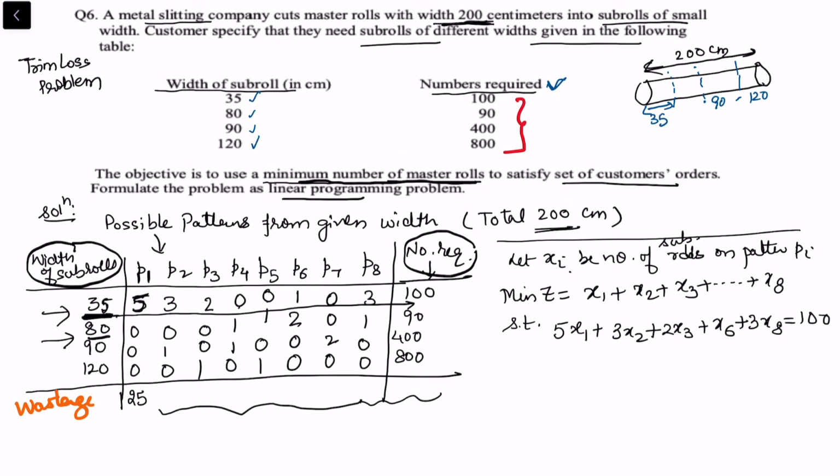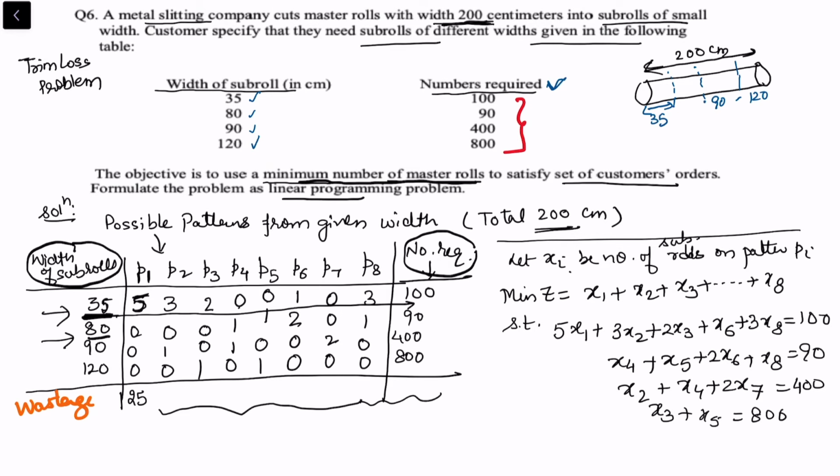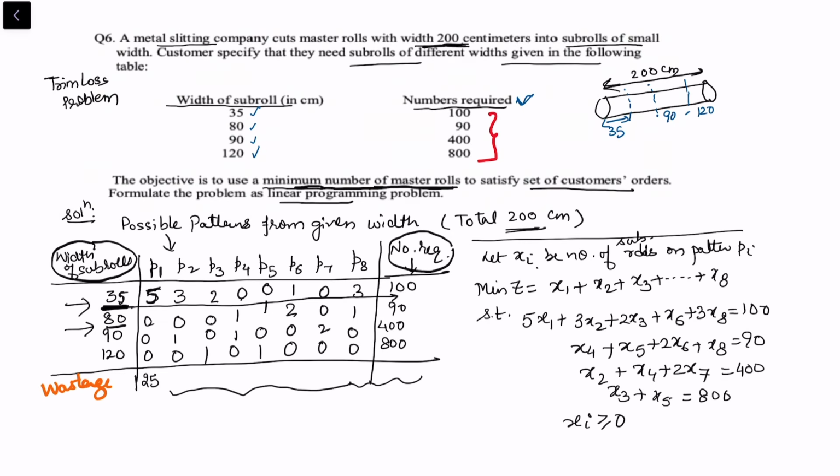Then we look at the second row to get the 80s. So this will give me simply x4, since you can see the first 3 are 0. And so we have x4 plus x5 plus 2x6 plus x8 equal to 90. Then we got x2 plus x4 plus 2 times x7 equal to 400. And then we have x3 plus x5 equal to 800. And all the decision variables are greater than or equal to 0. So that completes the formulation of this problem. So we have decision variable, we have objective function, we got constraints, and we got non-negative restrictions.